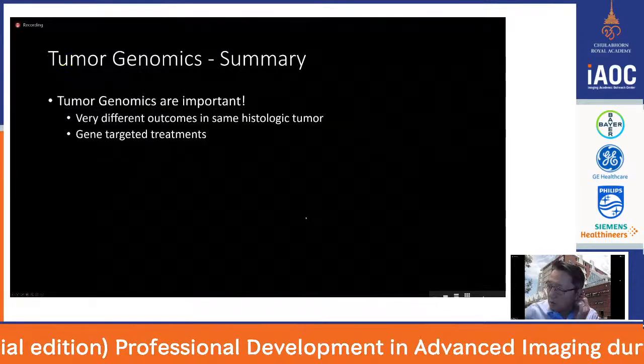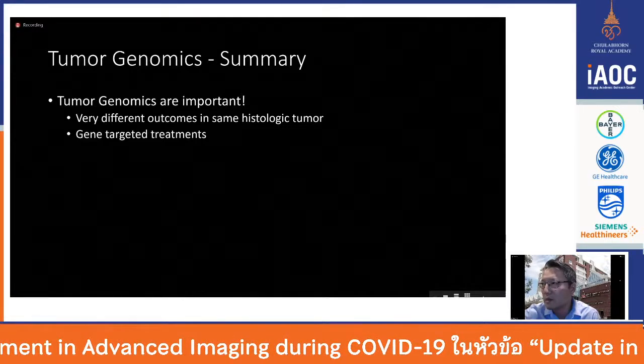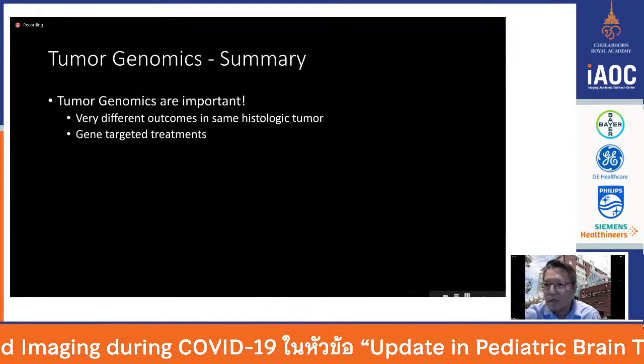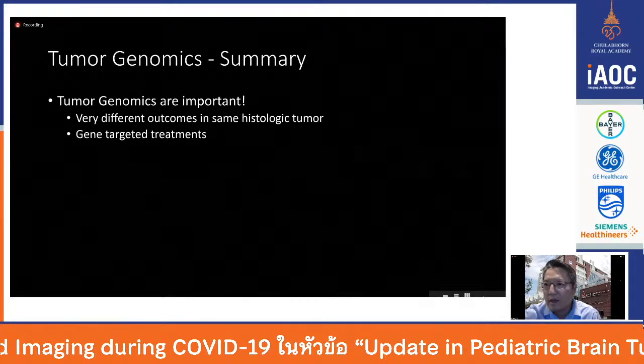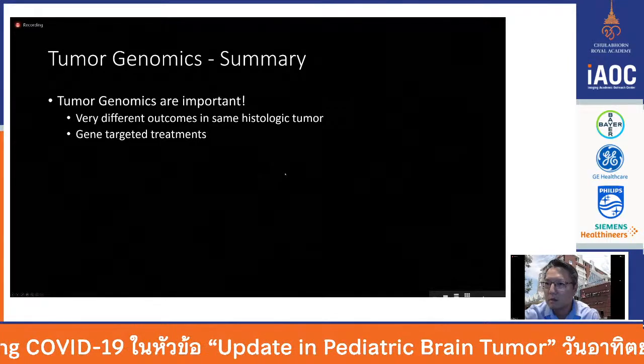Okay, so in summary, we can see that tumor genomics are very important, and that in most cases it causes very different outcomes in even the same histologic tumor. Remember the medulloblastoma WNT and also the infant SHH with the MBEN. They have essentially benign outcomes, and mutations also serve as gene-targeted chemotherapy targets as well.